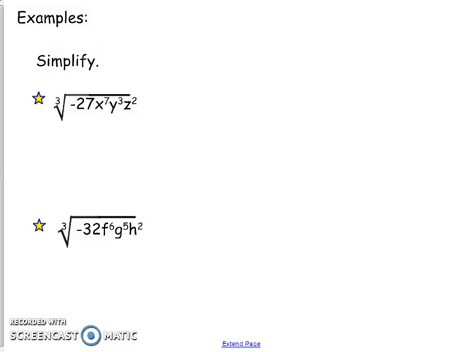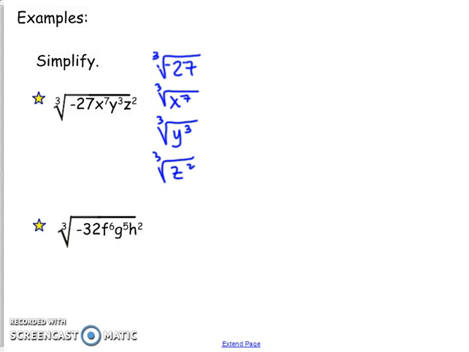So let's look at some examples. We have each piece again, so we can break it up. We have the cubed root of negative 27. We have the cubed root of x to the 7th. We have the cubed root of y to the 3rd. And we have the cubed root of z squared.